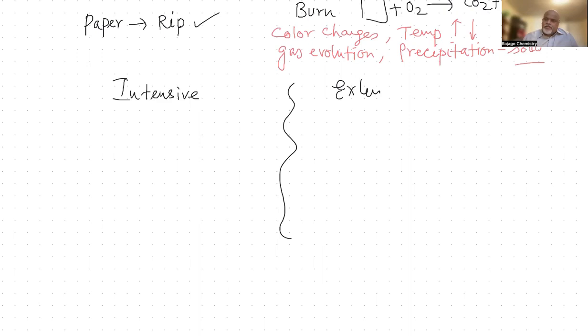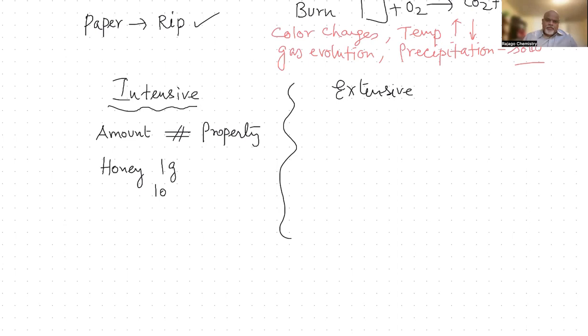What is intensive and extensive? Intensive means the amount of matter will not affect the property. Okay, so let's take honey. If you take 1 gram or 100 grams of honey, the density is going to be the same. The density remains the same.